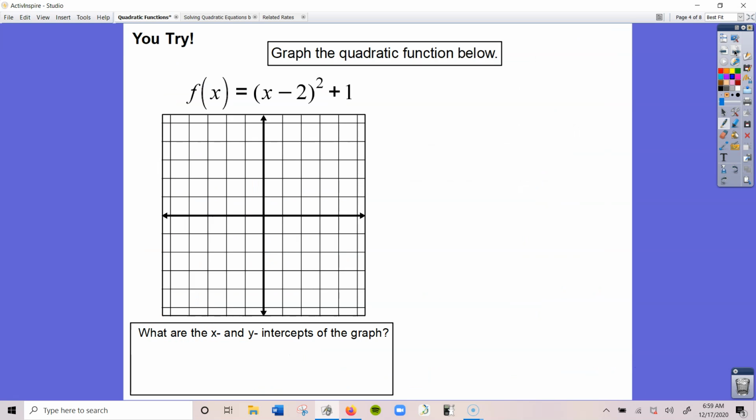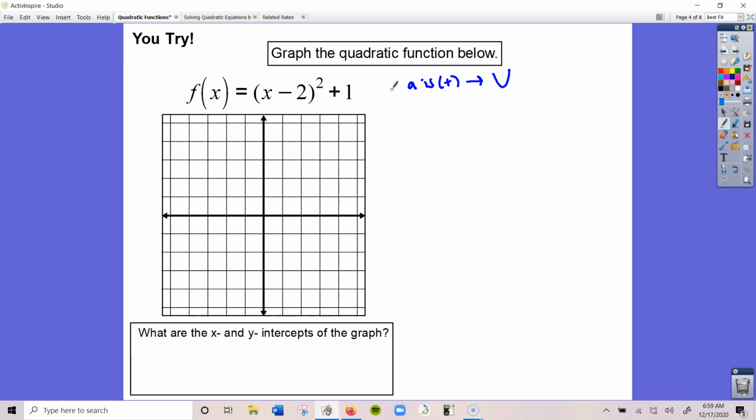Let's try this one more time. We have f of x is equal to (x minus 2) squared plus 1. And we're going to graph this quadratic and then figure out the intercepts. So first, I can tell that my quadratic here is going to open upwards. And this is because a is positive. So it should look like this.